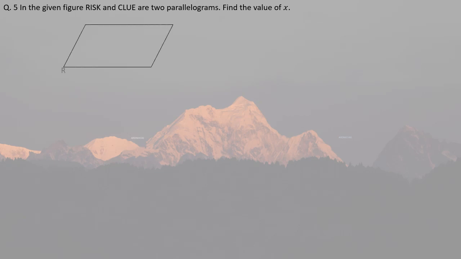Let's consider the last question, which reads: in the given figure, RISK and CLUE are two parallelograms. Find the value of x. The figure is like this: RISK, which is a parallelogram, and CLUE, another parallelogram, where this is the point x, angle L is 70 degrees, and angle K is 120 degrees. To find the value of x, we'll have to solve this by separating the parallelograms. So we'll consider the parallelogram RISK, where K is 120 degrees.